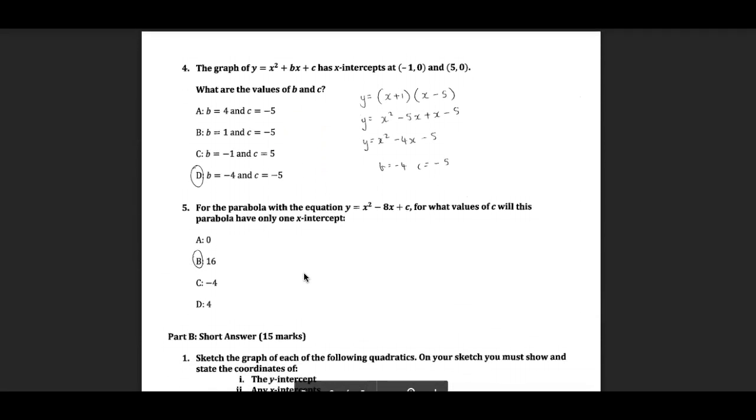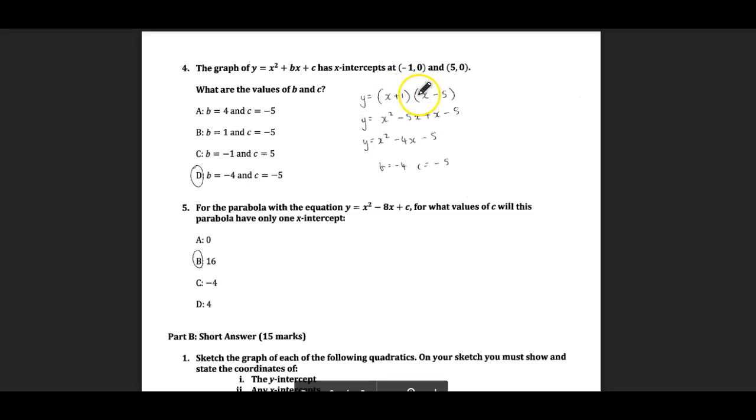The graph of y equals x squared plus bx plus c has x-intercepts at -1, 0 and 5, 0. What are the values of b and c? So based on these x-intercepts, you can get it into factorized form. Now, this is working backwards, and I've just done a video on this, so hopefully you understand what I am saying. So these are your factors.